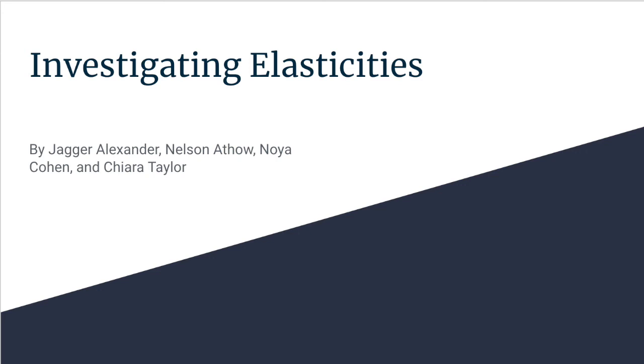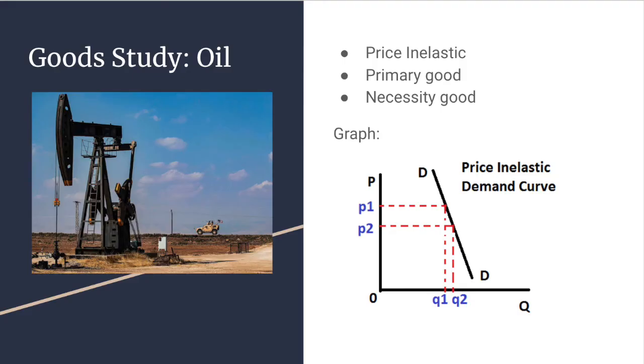Investigating elasticities. Oil is a natural resource taken directly from the earth, and as such is a primary good, a good used in manufacture of other goods. Primary goods are necessary for the creation of other goods, making them relatively less price elastic than manufactured goods.